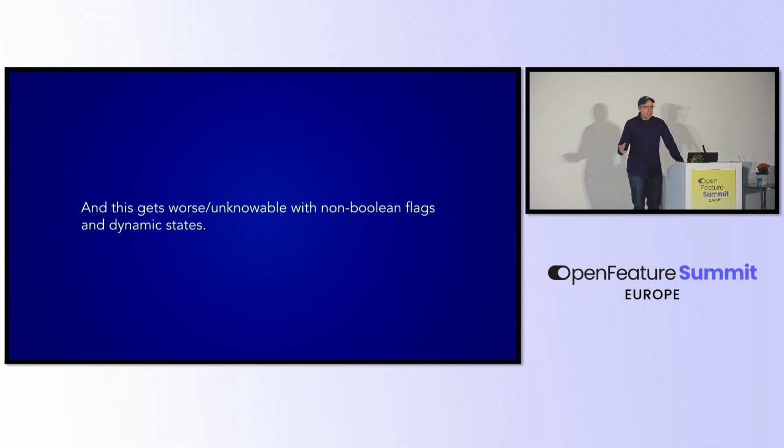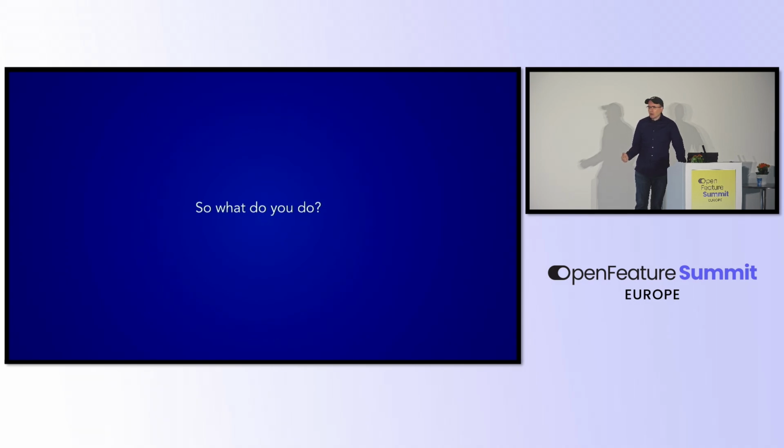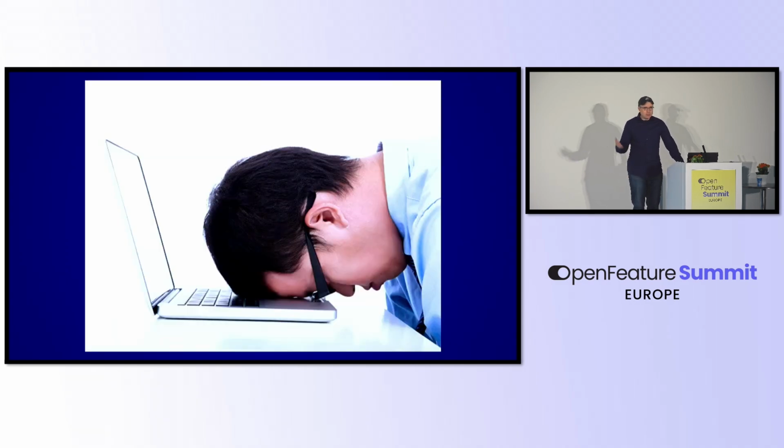And it actually gets worse than that, because a lot of flag states are not Boolean. They're dynamically rendered, or they're remote configurations, and the actual states you're passing in might not even be known. And that just gets worse and worse. So what do you do? Well, you can kind of hit your head against this one. There's not really any great solutions here either.